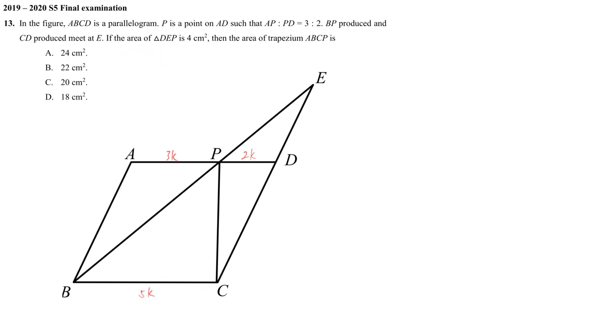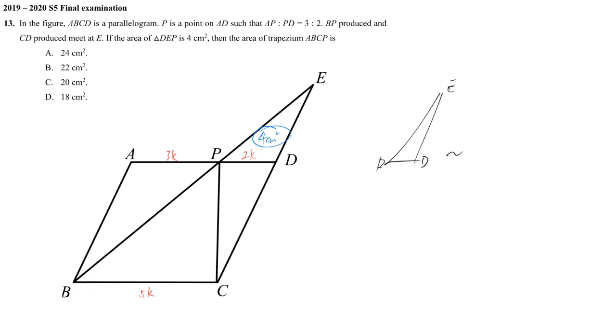After that, they say that triangle DEP, the area is 4 cm square. Usually the area, I will circle it to identify the difference between the length and also the area. We are going to find out the area of trapezium ABCP. That's our target. Before that, we find out their similar triangle.